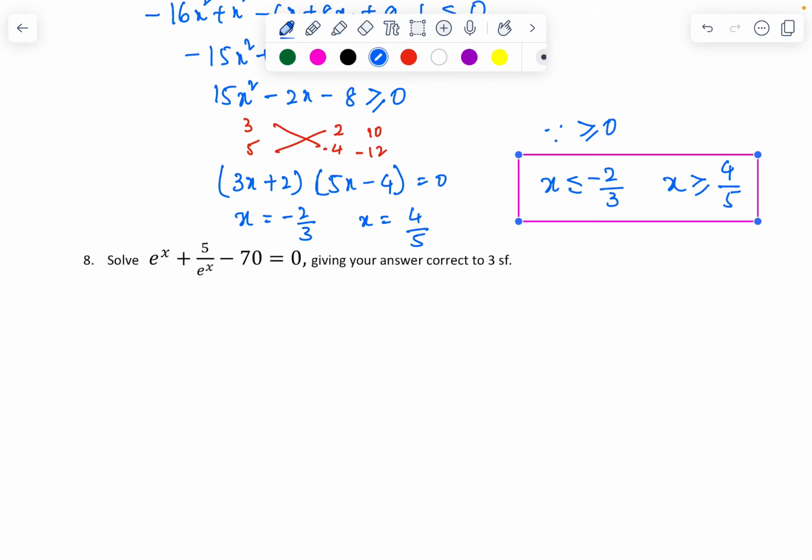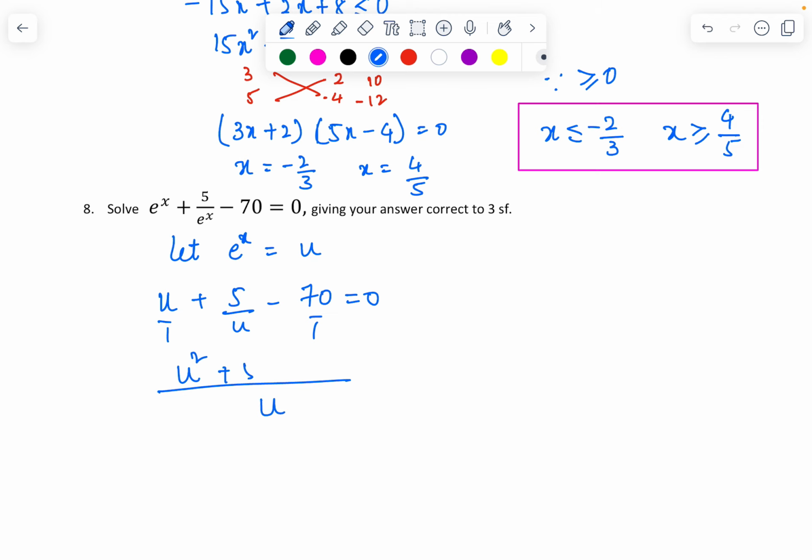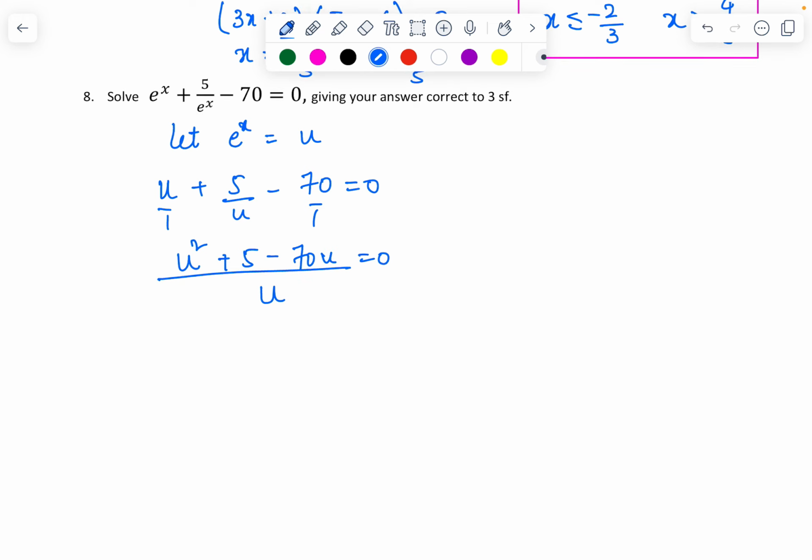Question number 8. Solve e to the power of x plus 5 over e to the power of x minus 70 is equal to 0. So let us assume, let e to the power of x be u. So u plus 5 over u minus 70 is equal to 0. So make common denominator: u square plus 5 minus 70u is equal to 0. Now you can see that this cannot be factored easily, times u on both sides, so our denominator is basically gone.